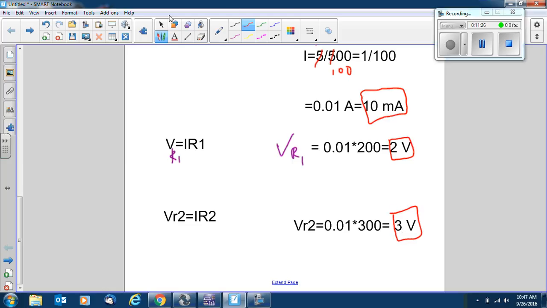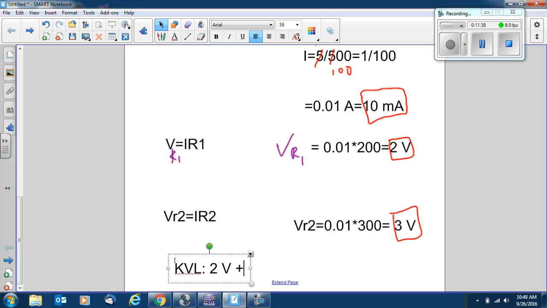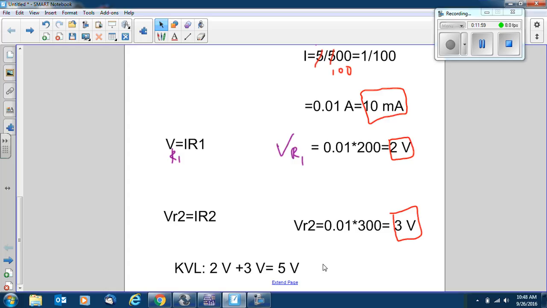So now I can verify that KVL holds. I want to verify KVL. That's Kirchhoff's voltage law, if you guys forgot. So 2 volts plus 3 volts equals 5 volts. So we know that KVL holds. Whatever the battery gave them, that was 5 volts, was used up in the circuit. So I can put down KVL holds.